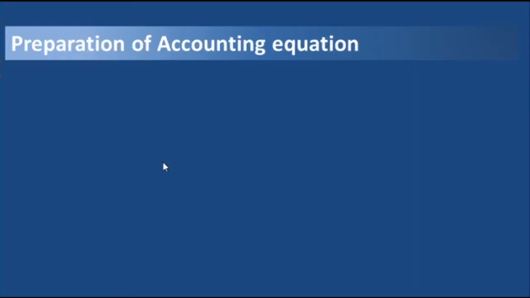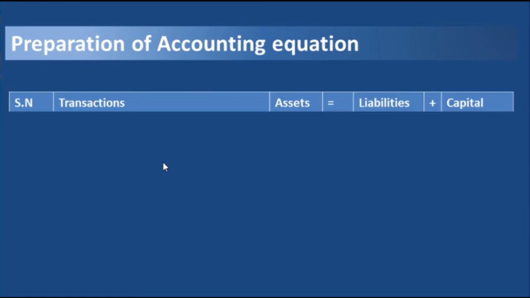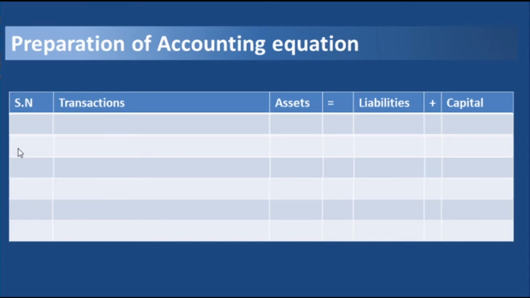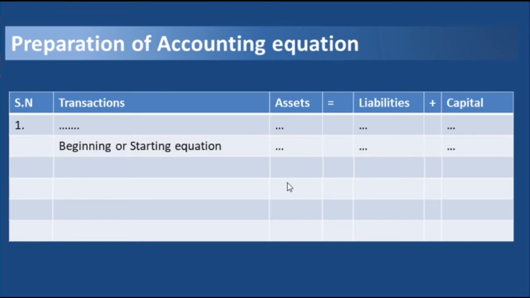The preparation of the accounting equation. Usually, the accounting equation is prepared in this way. The first column goes for serial number, the second for transaction, the third for assets, liabilities, and the capital. The first question is written in this way. The serial number, what is the transaction, we write in the transaction column. The effect of the prospective transaction is written in the assets, liabilities, and the capital. It is concluded as the beginning or the starting transaction. We will continue to write like this till the second last.